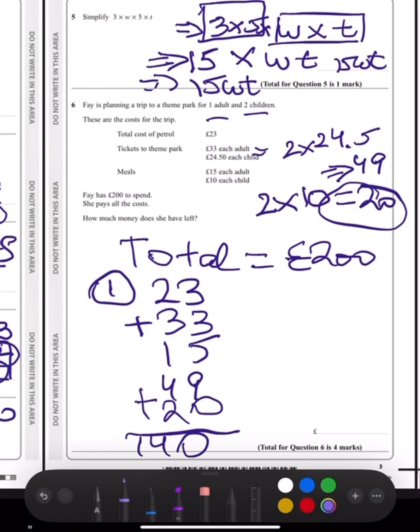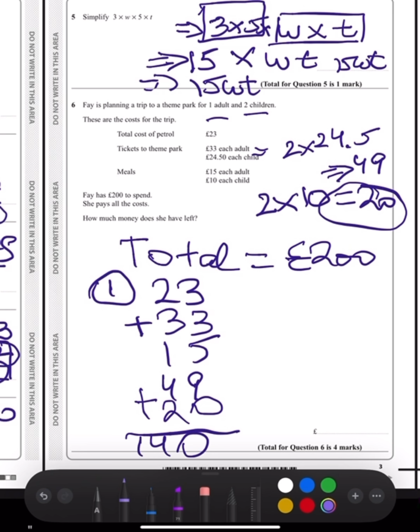Please don't use your calculators for this, as it is a very, very simple question. And this one should be done in the time conditions, and at the same time, as it is a non-calculator paper, calculator should not be used for this question. So for this one, I got 140 pounds.